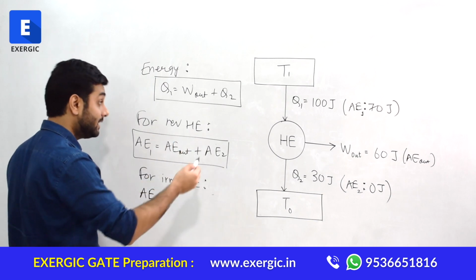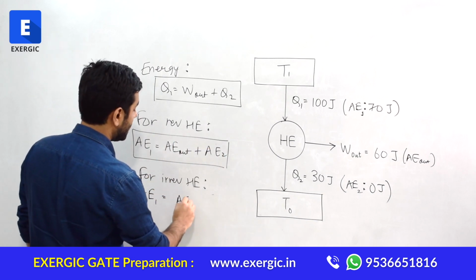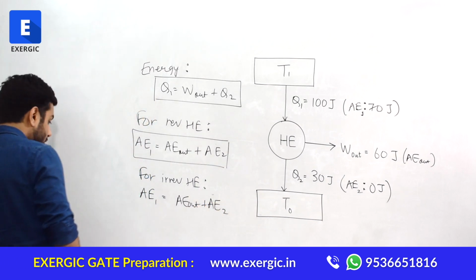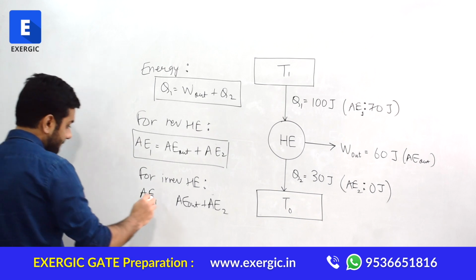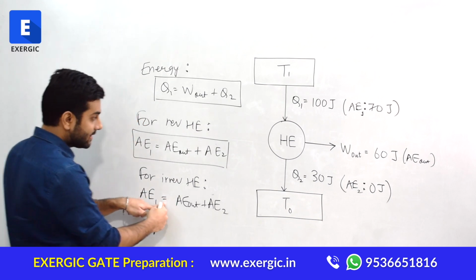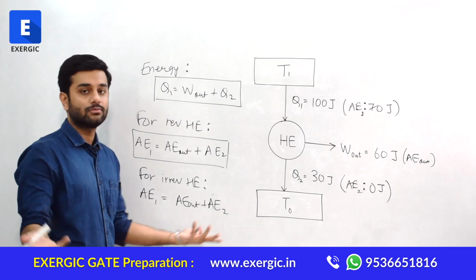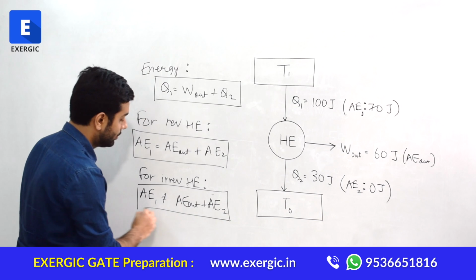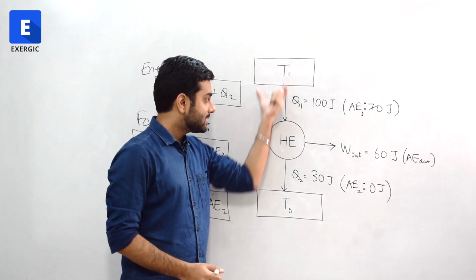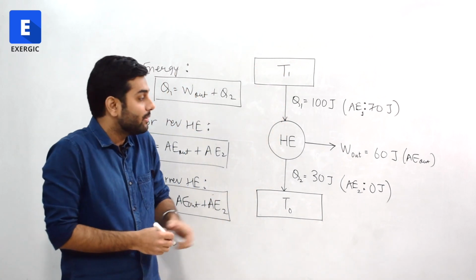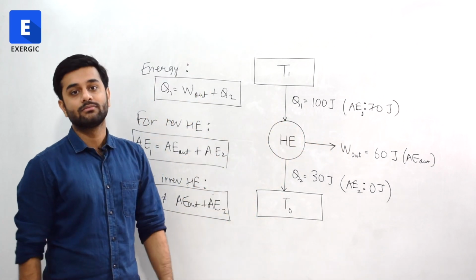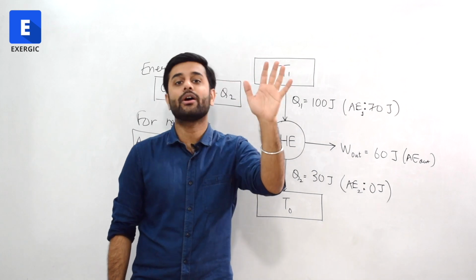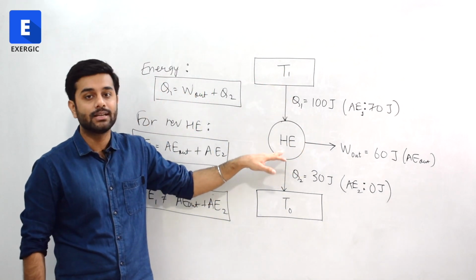AE1, which is 70, is equal to AE out plus AE2. Is this expression going to be true? This is 70 is equal to 60 plus 0. Obviously not true. The available energy it receives is not equal to the available energy it rejected. So where has the available energy gone? It has been destroyed because this is an irreversible heat engine.